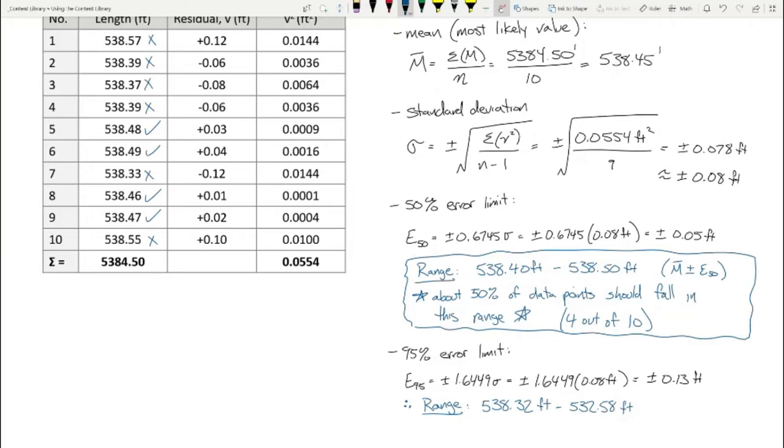So what this is saying, I'm going to erase these X's down here. What this is saying is that 95% of the data should fit within this range. Does it? Well, let's see. Let's try this again.